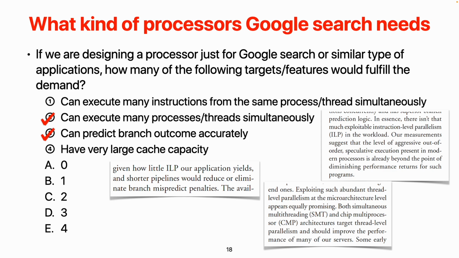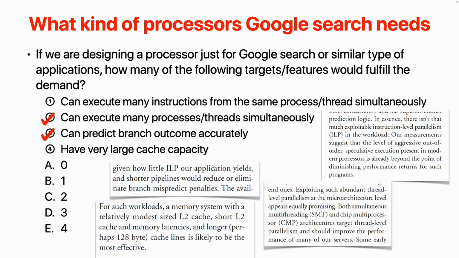So I can tell you didn't read the paper. You're just guessing. How about the fourth one? Large cache capacity? No. Is this what the paper said? You believe so? The paper said that?